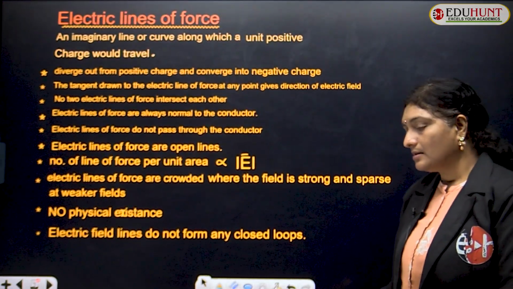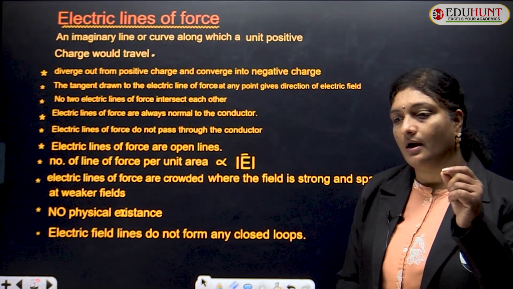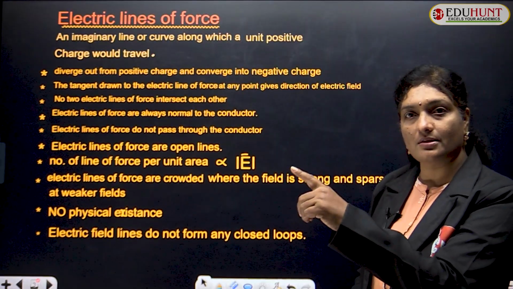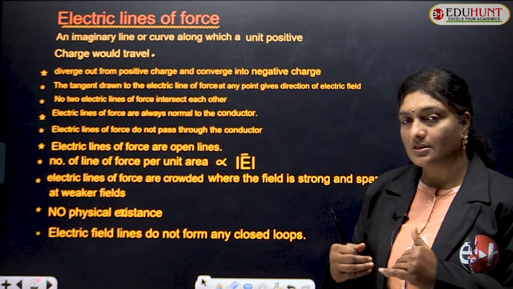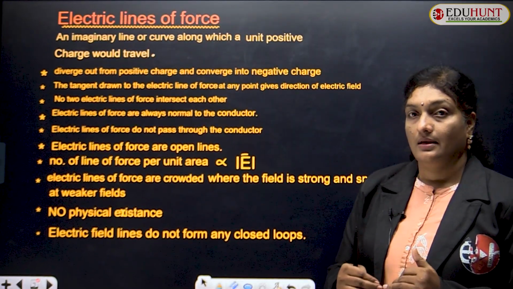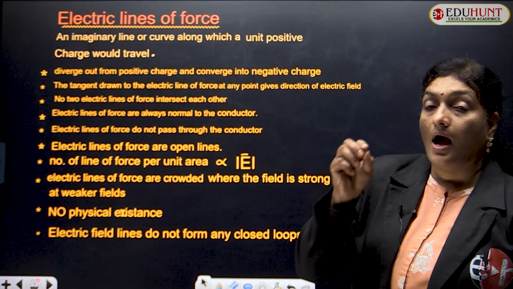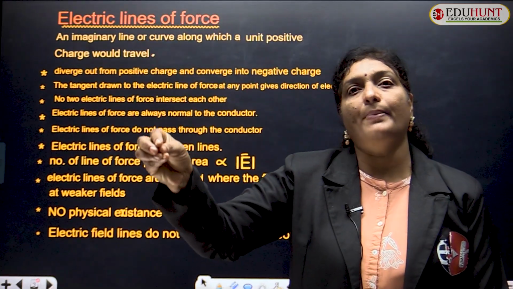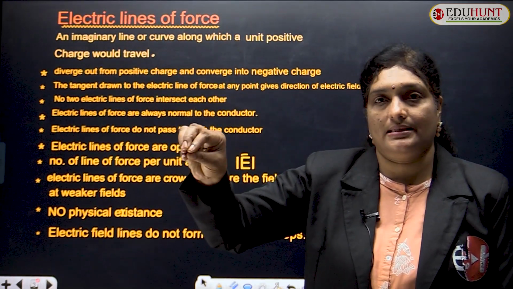That means, you know a magnet, if you consider the north pole of the compass needle, it always points towards the north direction. Similarly, here also we are imagining that a unit positive charge would have travelled in one particular direction if it happens to exist.